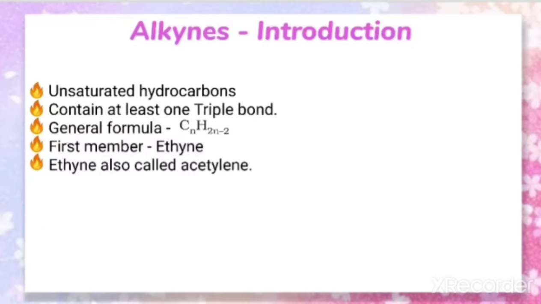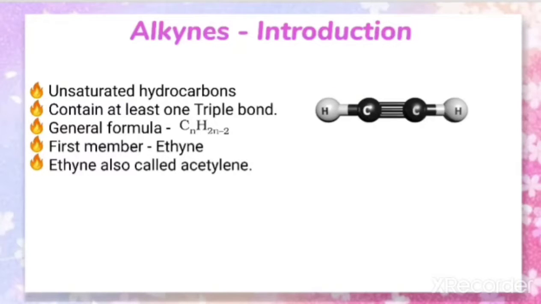The first point: we have already discussed unsaturated hydrocarbons. The hydrocarbons which have multiple bonds are called unsaturated hydrocarbons. So alkynes are also unsaturated hydrocarbons like alkenes, because there is a multiple bond between the carbons. In the case of an alkyne, it contains at least one triple bond between the carbon atoms. So this is an example of an alkyne in which a triple bond is present between the two carbon atoms, as shown here.